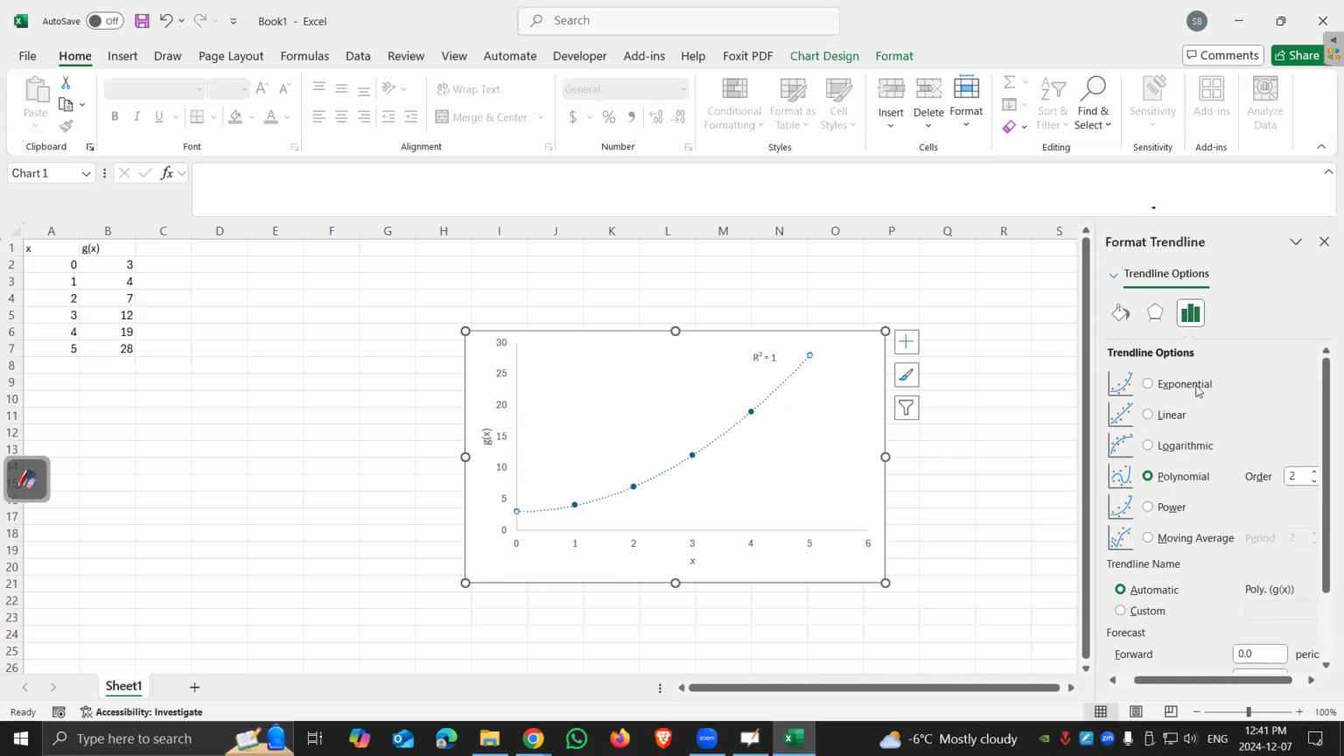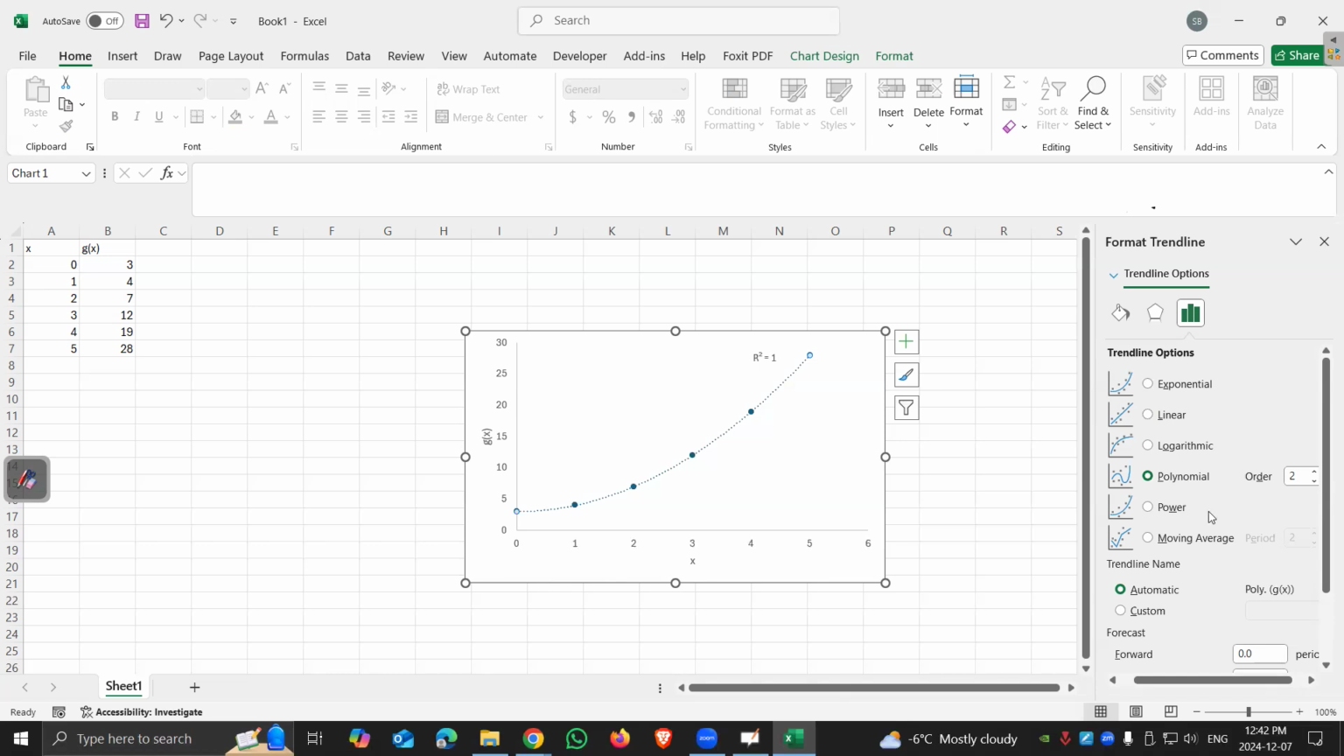There you go. What's a better fit? Question for you. This is exponential. Look at the r squared value. This is polynomial. Look at the r squared value. Which one is a better fit? Polynomial. So this is a polynomial function, okay?